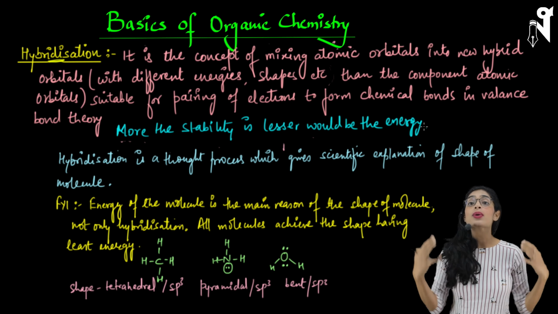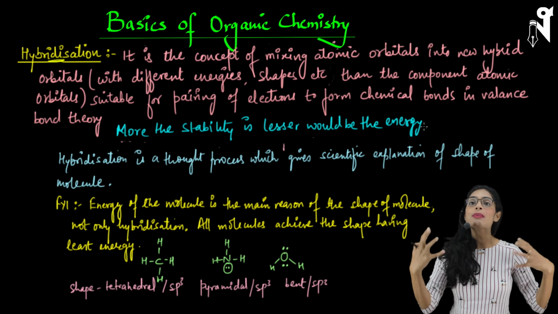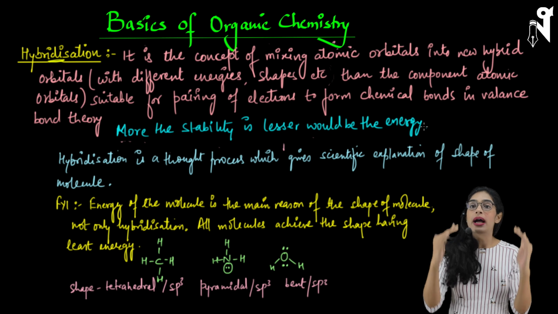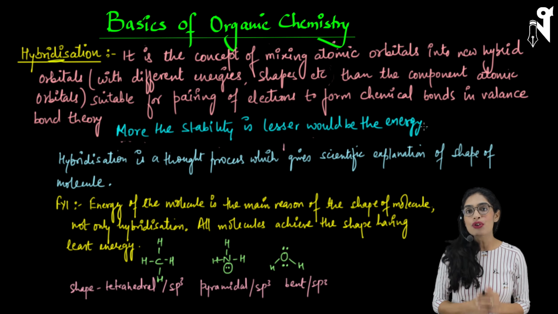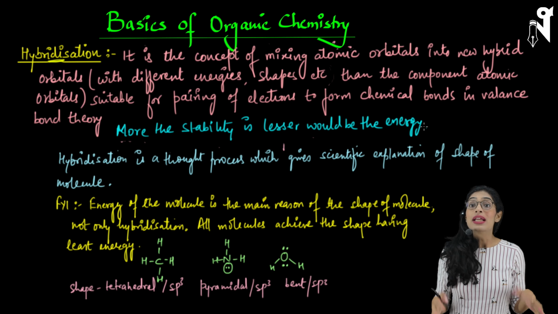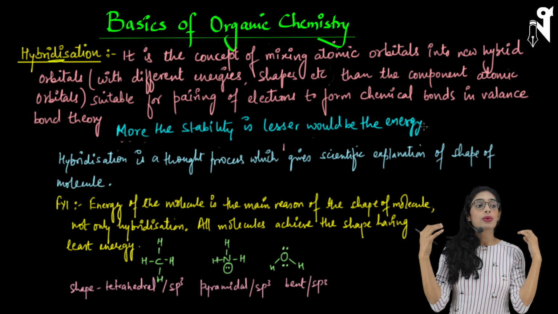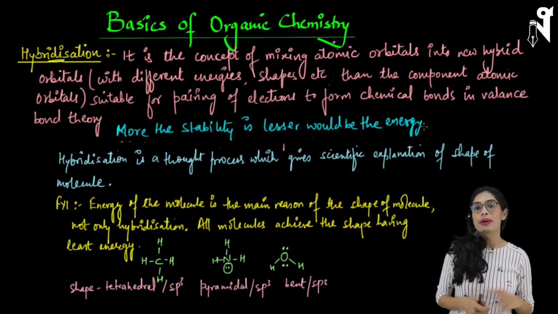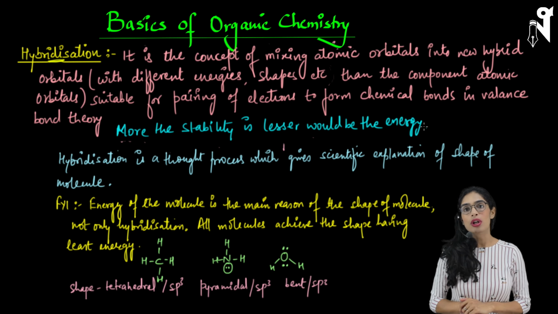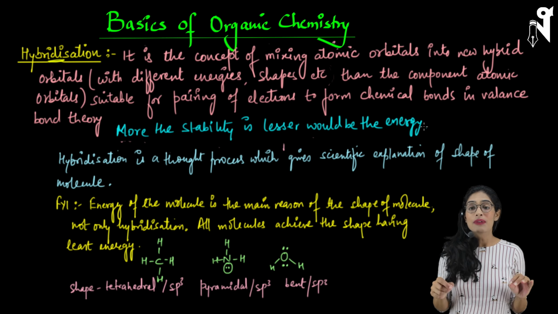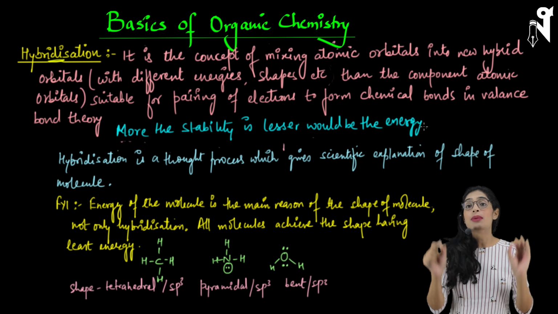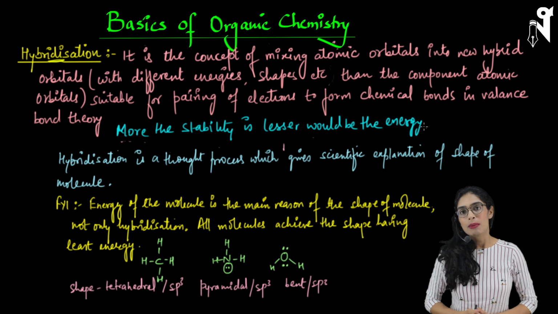So basically, molecules try to attain the maximum stability by creating an environment for themselves, by keeping their energy at the least. So the main contributing factor for the shape of a molecule is not just hybridization but the energy of the molecule. So we can't say that hybridization defines the shape of the molecule. The energy of the molecule defines the shape of a molecule.